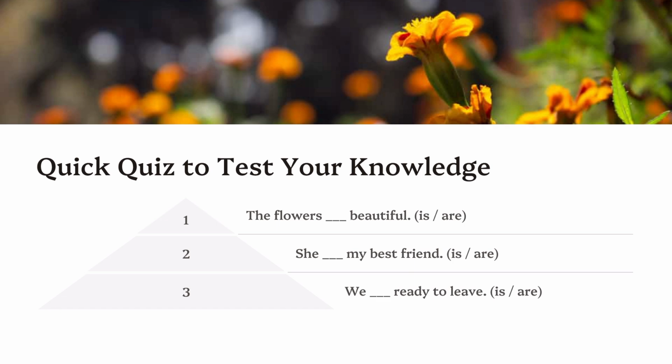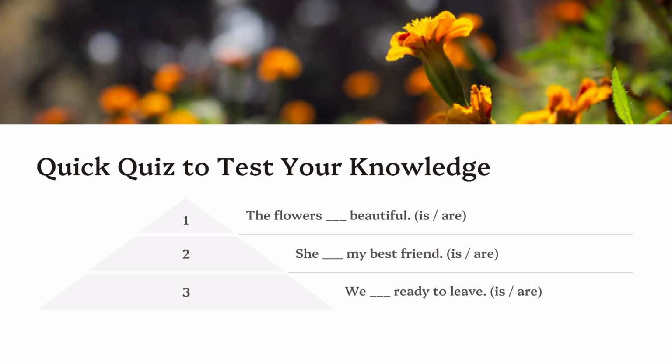Good. So now for the second one. The second question is, she blank my best friend. She blank my best friend. Here our subject is she, which is singular. So we use the singular verb is. The full sentence is, she is my best friend. This is one of the most common uses of is in daily life. So give yourself a pat on the back if you got this one.